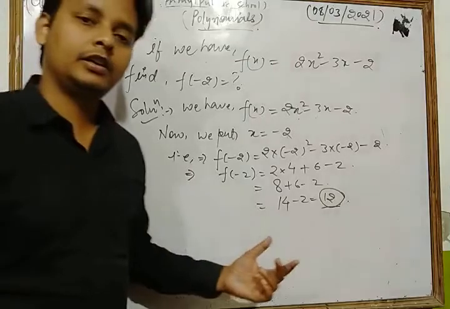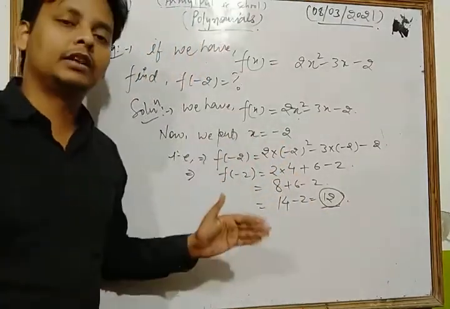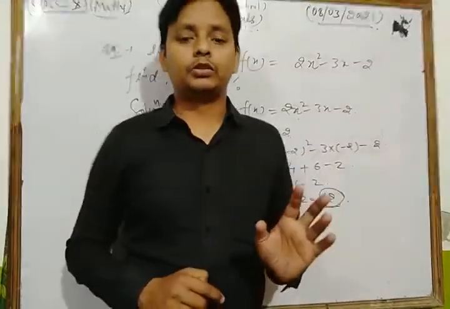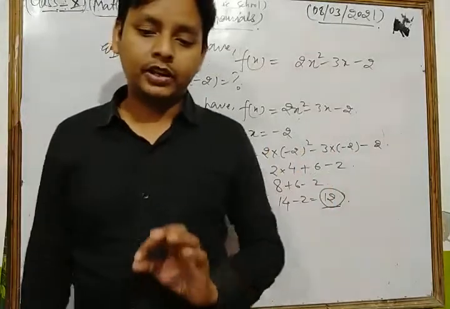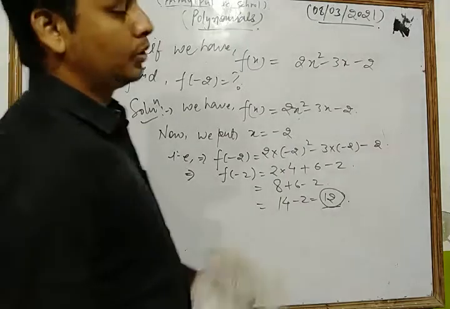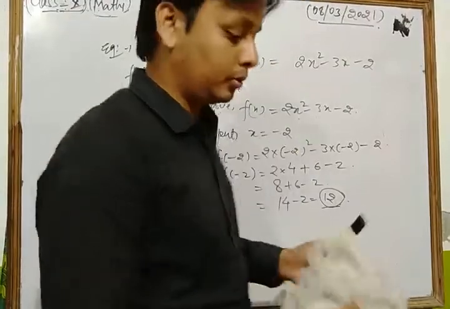So in this way, this is the required solution of the given question, and in this way we find the value of a polynomial at a given point. Now the concept is clear. Now, dear friends, we are going to discuss the topic zero of a polynomial. What is the concept of zero of a polynomial? Let's see.